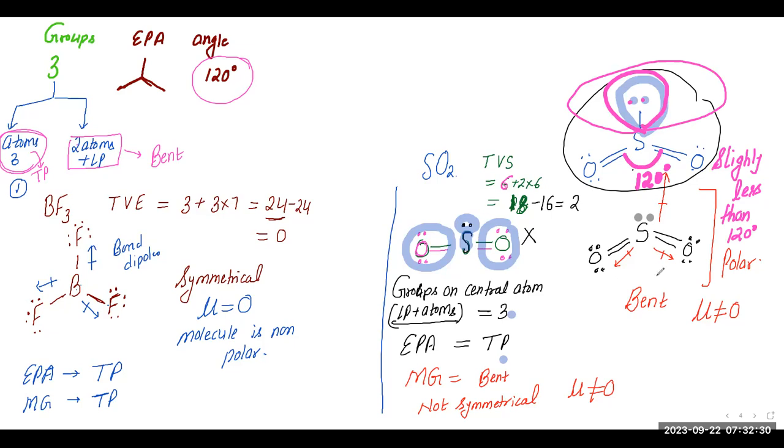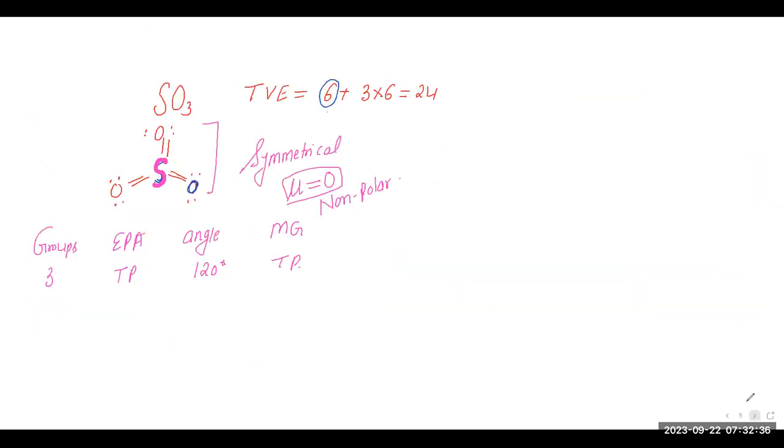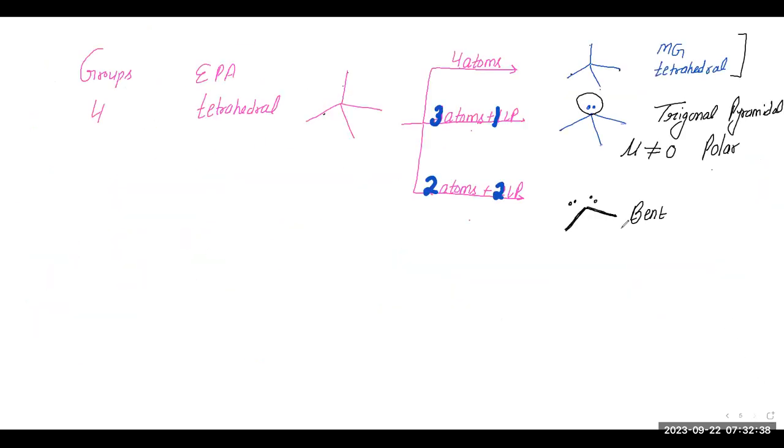So here in this bent, the angle is closer to 120 degrees because its EPA was trigonal planar. But over here, this bent is the outcome of tetrahedral. In tetrahedral, the angle is 109.5 degrees. You remember I told you? So is the angle exactly 109.5 degrees? No, it will be less than 109.5 degrees. Who is going to give the reason? Why?